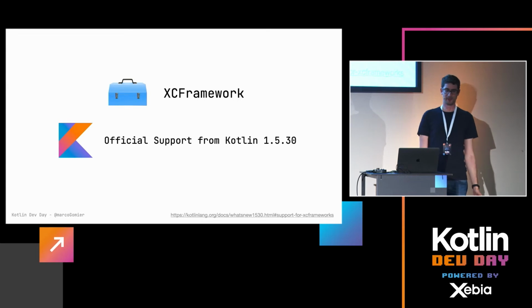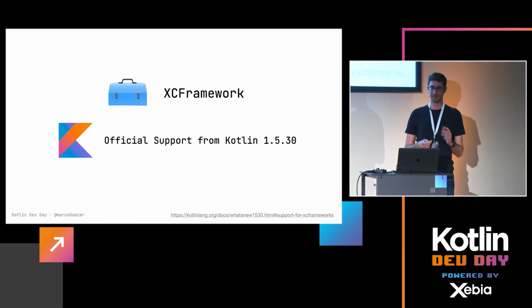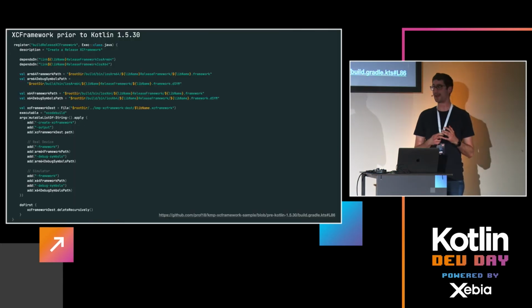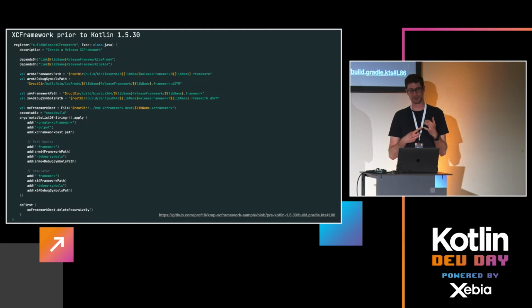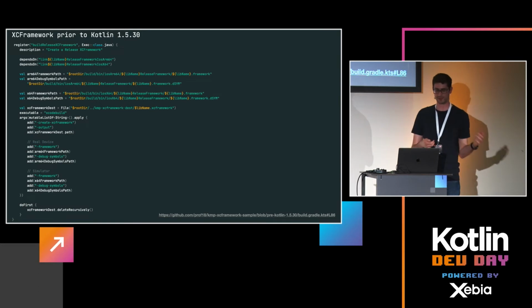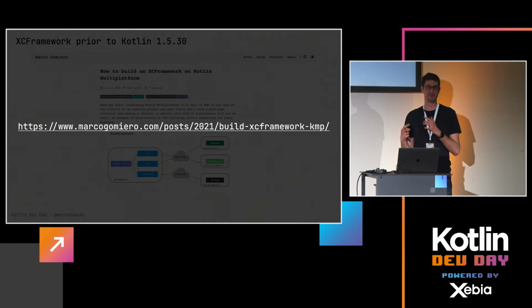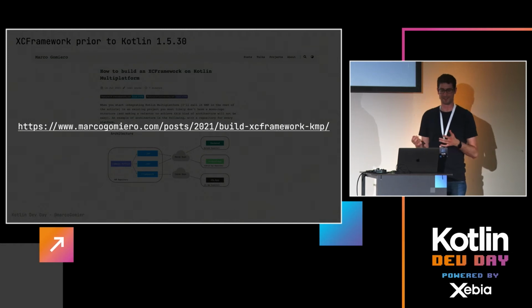There is official support on the Kotlin side for XCFramework, but only starting from Kotlin 1.5.30. Before that, there wasn't official support, so you had to do manual things, and you had to basically invoke the Xcode build CLI manually. Since I'm lazy, I wrote some automation for that, but I won't cover it now. If you're interested, I wrote about it on my blog, but I hope that you're not stuck on a version lower than 1.5.30. So yeah, update if you can.